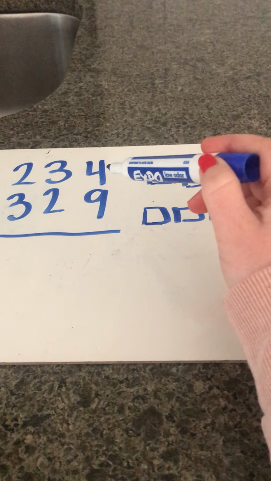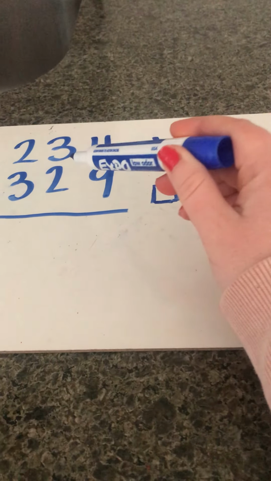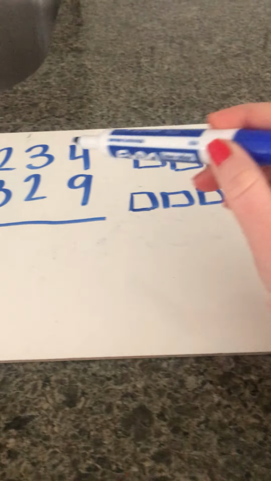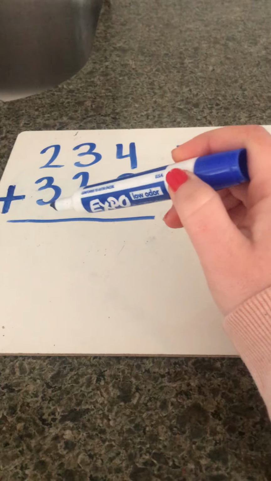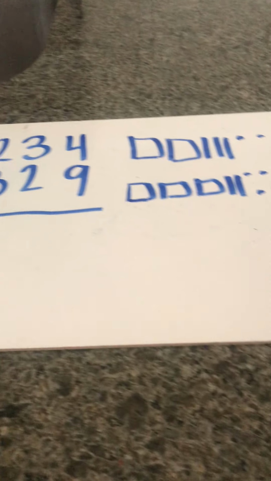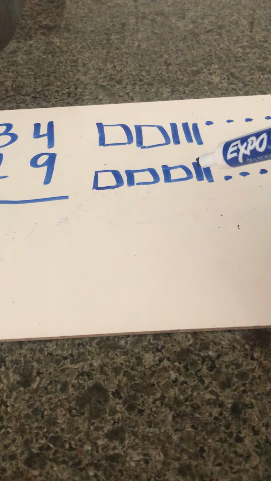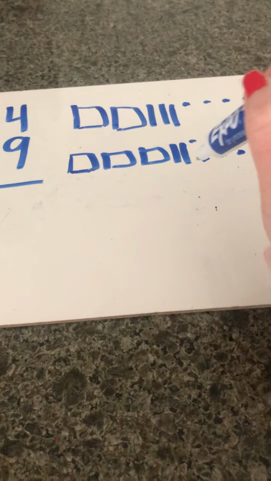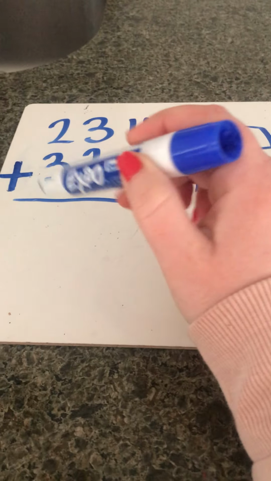So let's go over here and look at my model. I have 4 ones in the top number. I have my 4 ones, 3 tens, I have my 3 tens, and 2 hundreds, and I have my 2 hundreds. Now let's look at the bottom number, 329. I have my 9 ones, just like I have my 9 ones in my problem, my 2 tens, my 2 tens, and then my 300s and my 300s.